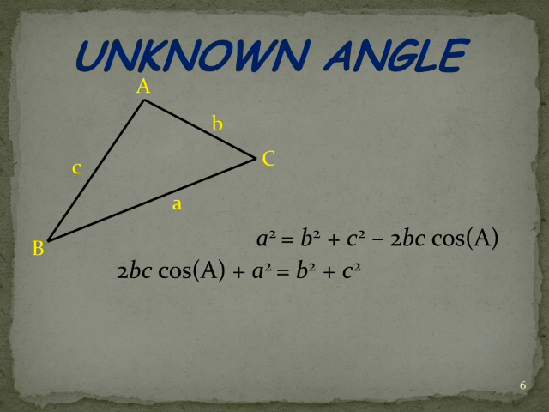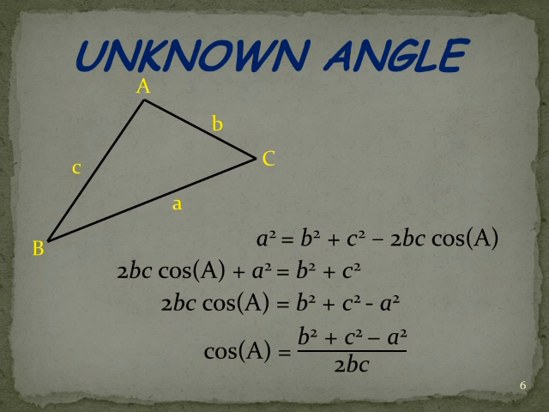Now that a squared is not needed, so we're going to take it to the other side, and it's going to become minus a squared. So we're going to have 2bc cos a is equal to b squared plus c squared minus a squared. Now we're after just the cos a by itself, so we're going to divide by 2bc. So cos a is equal to b squared plus c squared minus a squared, all divided by 2bc.